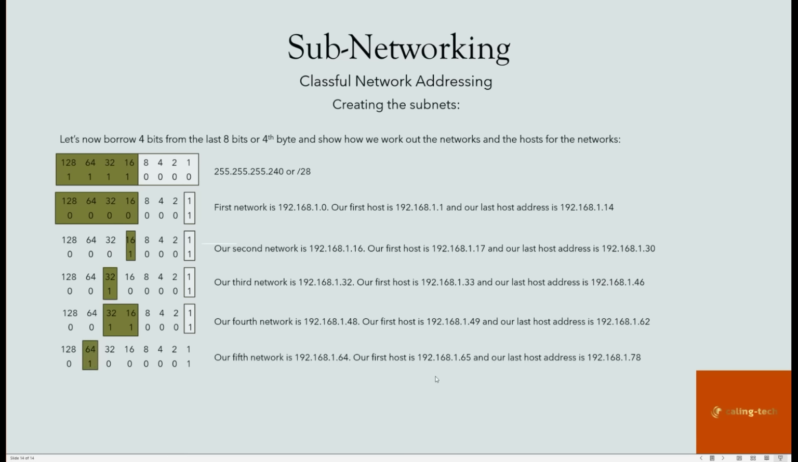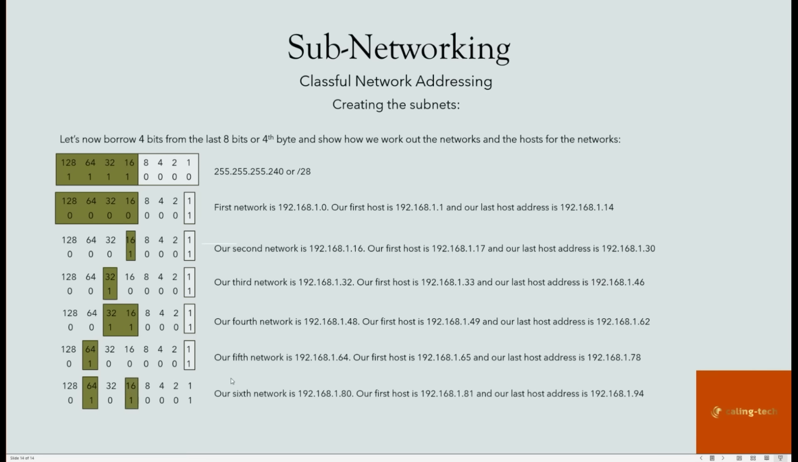Our fifth network, as we've just mentioned, is 64. We turn on this bit, we turn off the other 2. And our first host is going to be 65, 64 plus 1. And our last host, well, our next network is going to be 64 plus 16, which is 80. So if we minus 2 off of that, our last host has got to be 78. So let's move on to our next network.